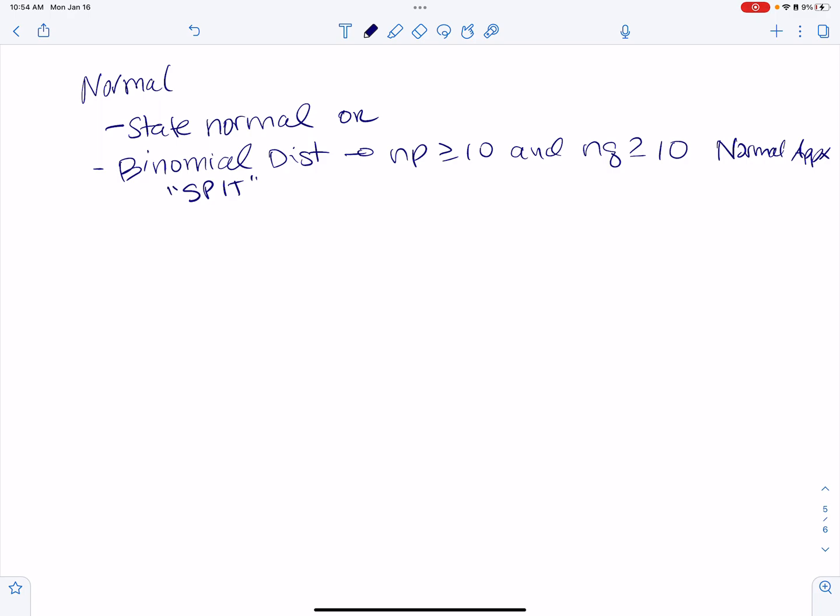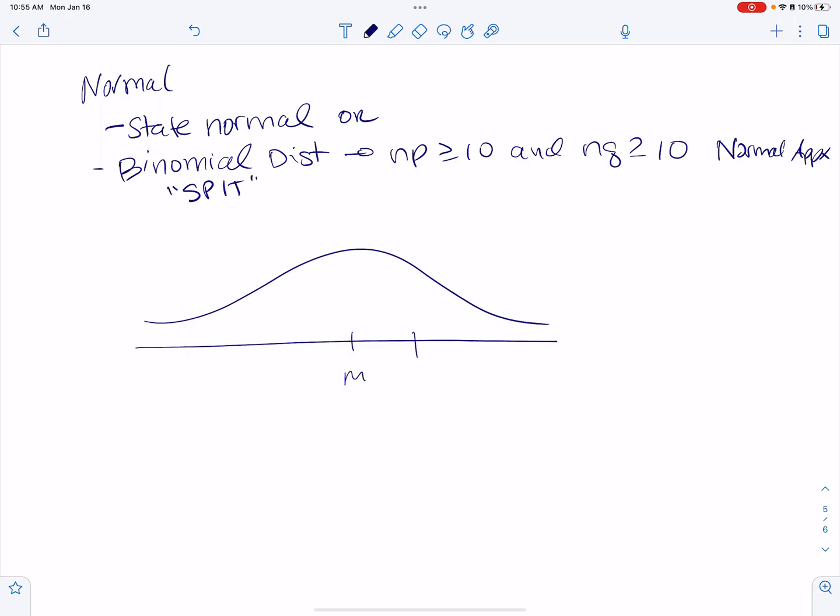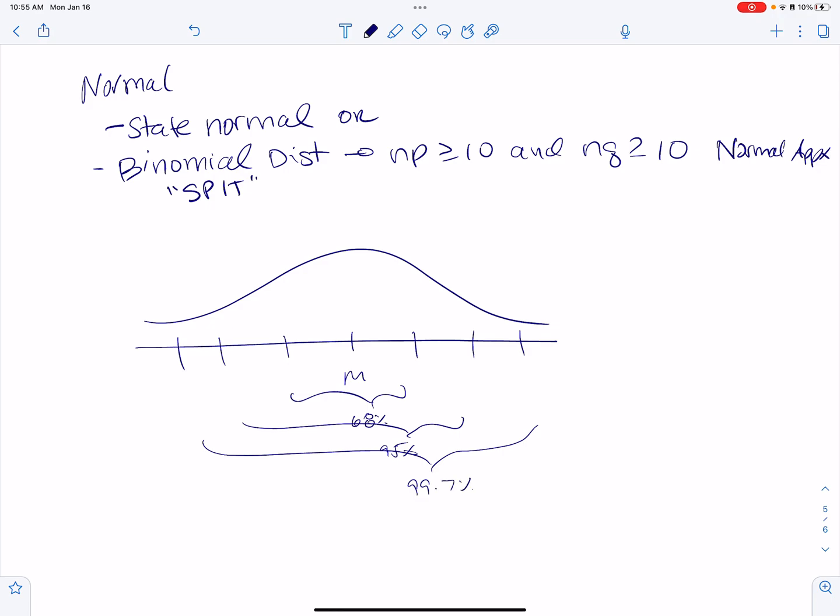All right, so for the normal distribution, remember, we have nice symmetric data, and we have my mean and my standard deviations. Each one goes up to 3 standard deviations, and that's going to be about 68%, 95%, and 99.7%. So this is 1, 2, and 3 standard deviations away from the mean. And remember, the two commands we use are normal CDF and inverse norm.